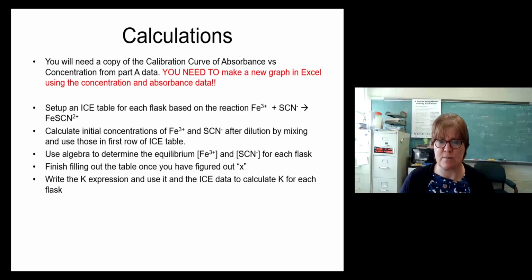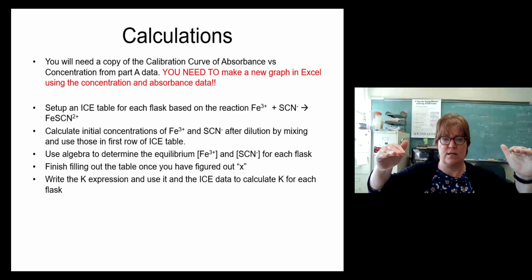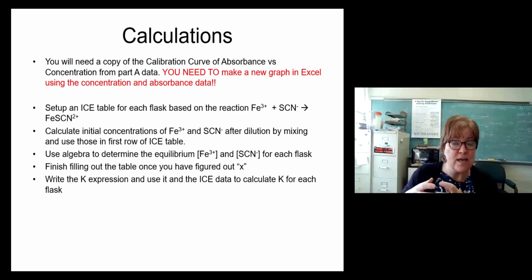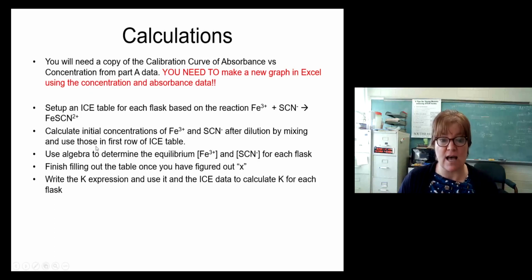You also need to do some calculations for your initial concentrations. Remember, just like we were talking about with the NO and the SO, we had to dilute them. When we mixed them, they ended up being effectively diluted. So we had to calculate those concentrations. You're going to have to do that. Calculate your initial concentrations for your iron +3 and your thiocyanate ion in that dilution by mixing, and put them in the first row of the ICE table.